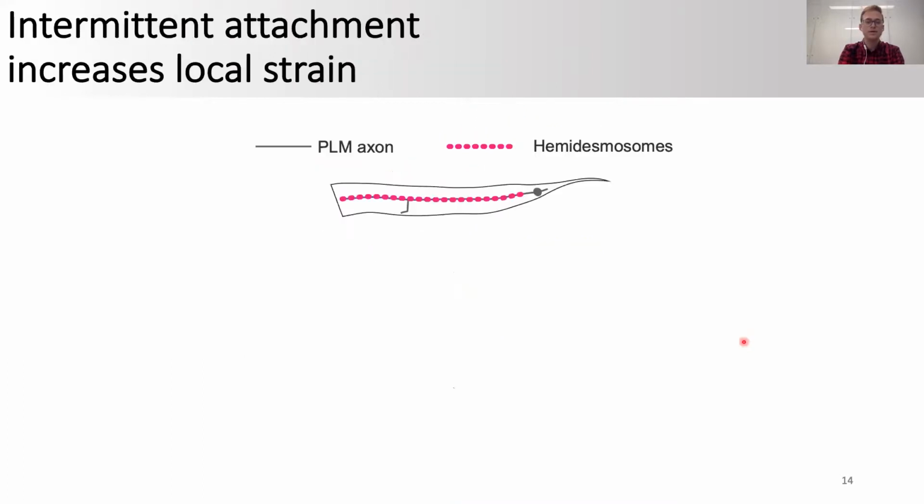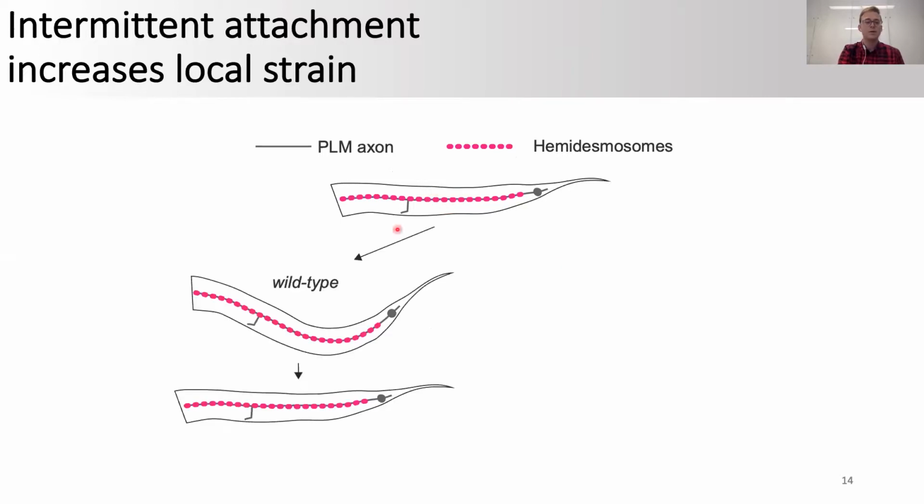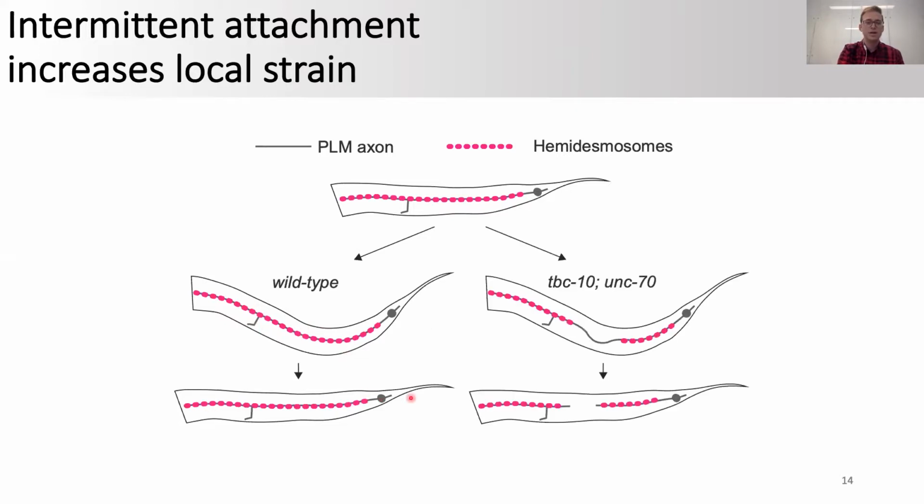So if we think about this at a more macro level, when attachment is regular and along the entire length of the axon, the worm is able to move normally and resist this strain. These junctions are mechanically resistant and nothing happens to the axon. But in our mutants, the movement induces a loss of attachment in these intermittent regions, which then we think the axon is experiencing regions of high strain and tension, which then leads to rupture and subsequent breakage and degeneration of this axon.